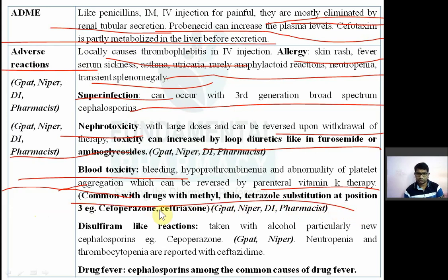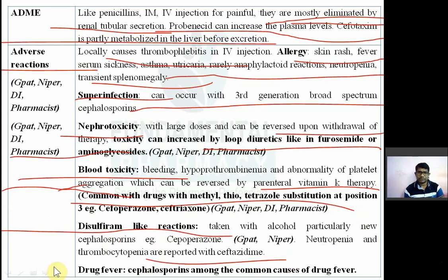tetrazole substitution. Okay, so particularly third generation cephalosporins like cefoperazone and ceftriaxone can cause dysfunction of platelet aggregation. And again, they can produce a disulfiram-like reaction when taken with alcohol. Particularly newer cephalosporins like cefoperazone cause neutropenia, thrombocytopenia. That is possible with ceftazidime.